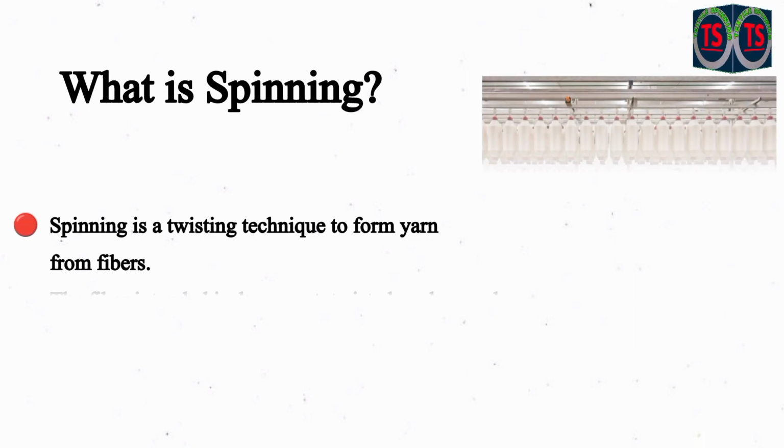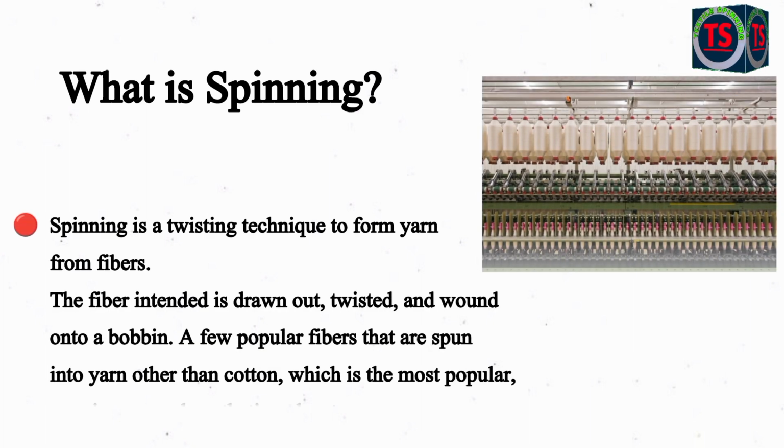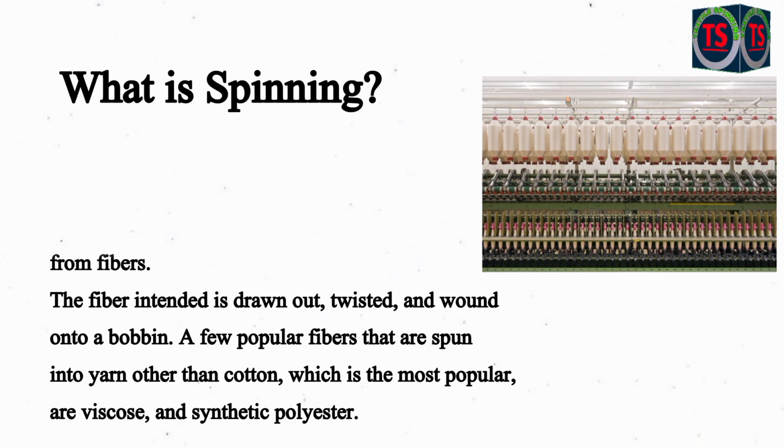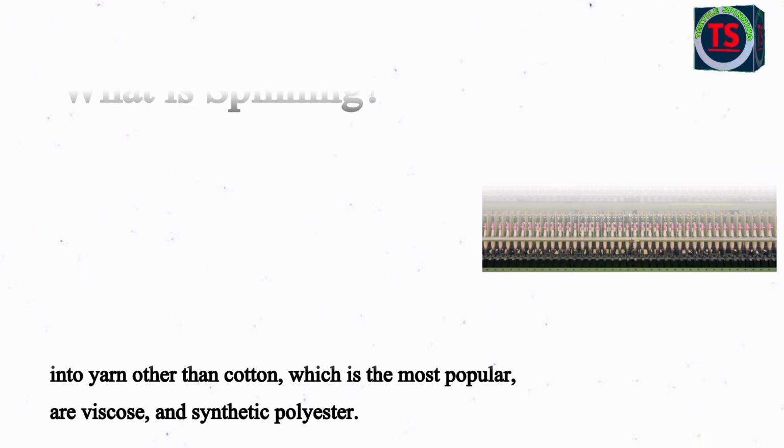What is spinning? Spinning is a twisting technique to form yarn from fibers. The fiber intended is drawn out, twisted, and wound onto a bobbin. A few popular fibers that are spun into yarn other than cotton, which is the most popular, are viscose and synthetic polyester.